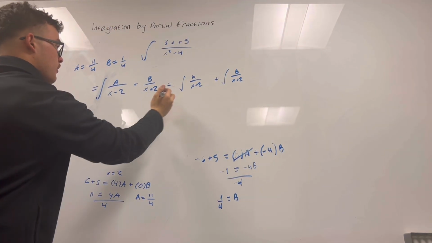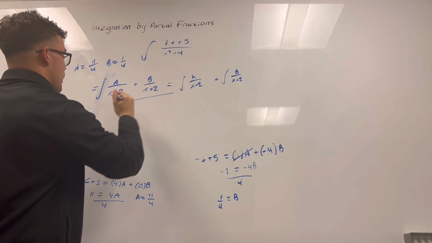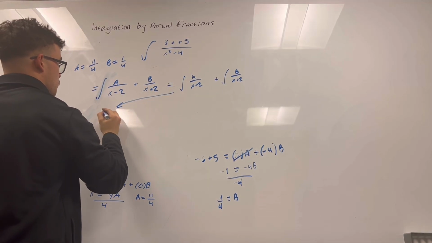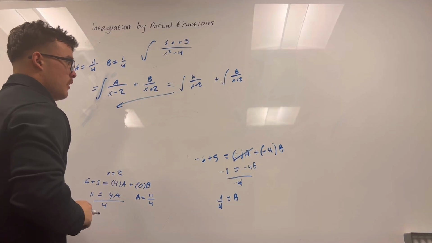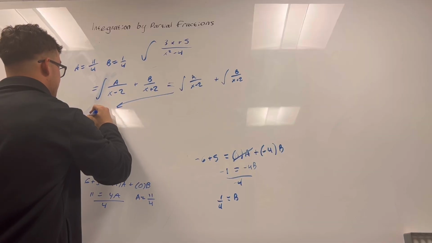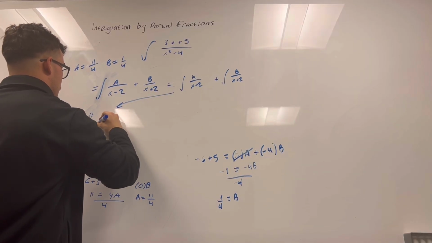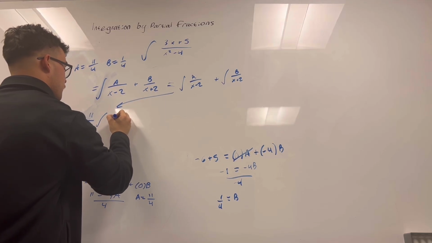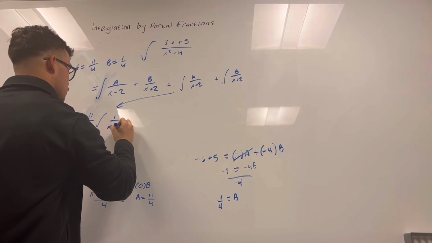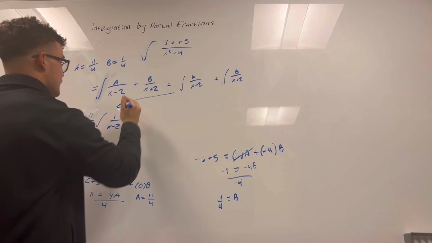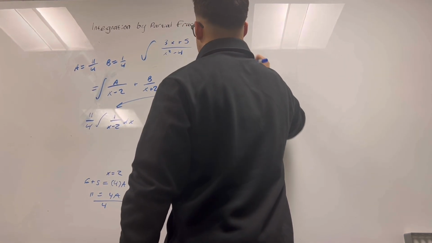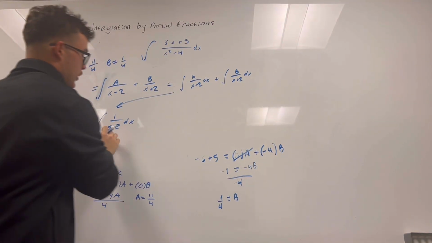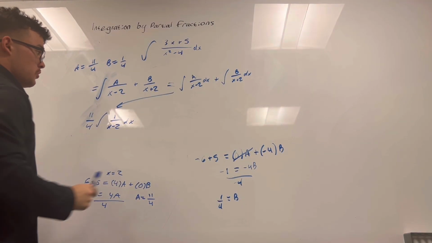Okay, so from here, we're gonna take that down here, and we're gonna plug in these values where a is 11 over 4. So we know that if you're just multiplying by a numeric constant, you would just take it outside of the integral. So we're gonna write 11 over 4, and that's gonna be the integral of 1 over x minus 2 dx. I'm sorry, this needs to all have dx. And this is a very easy integral to solve, which I will show you here in a second.